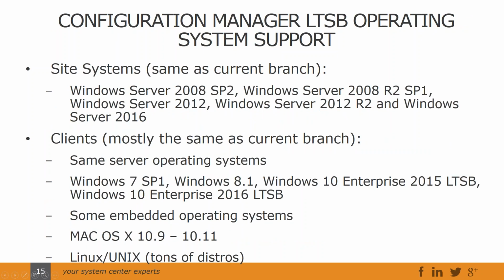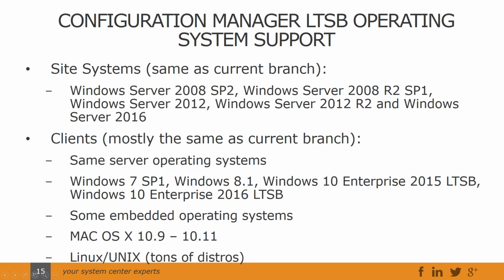As far as client and server operating systems, the bottom line here, there's a lot of stuff in this slide, is that for site systems, the same Windows Server editions are supported as the current branch release, from Windows Server 2008 SP2 up through Windows Server 2016. For clients, the list is right now the same. However, what you don't have access to is support for Windows 10 Current Branch and Windows 10 Current Branch for Business, which means the Windows 10 1507, 1511, and 1607 releases are not supported with the LTSB release of Configuration Manager. You'd have to use the current branch release.